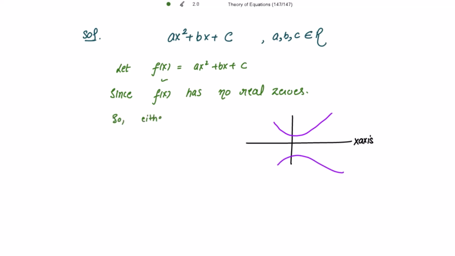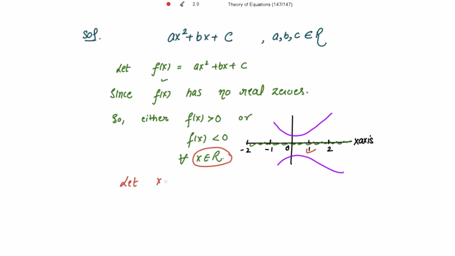So either f(x) is strictly positive or f(x) is strictly negative for all x belonging to the real numbers. Let's take the value of x to be 1 from the real numbers, and check whether f(1) is strictly negative or positive. So let's take any one x from the real numbers. Let x is equal to 1, for which f(1) is equal to a into 1 square plus b into 1 plus c, that is equal to a plus b plus c.